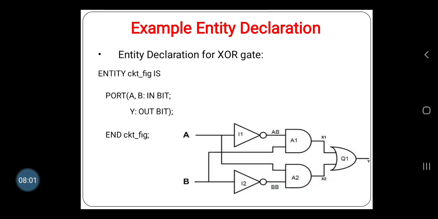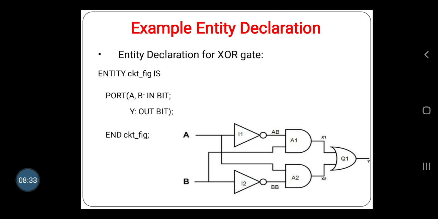Now this is one more example, and you can see here the declaration for XOR gate. It is XOR gate with all basic gates. So this is the logic diagram. Here A and B are the inputs, Y is the output, and the intermediate signals are AB and BB, X1, X2. These are intermediate signals, but the main inputs are A and B, and the final output is Y.